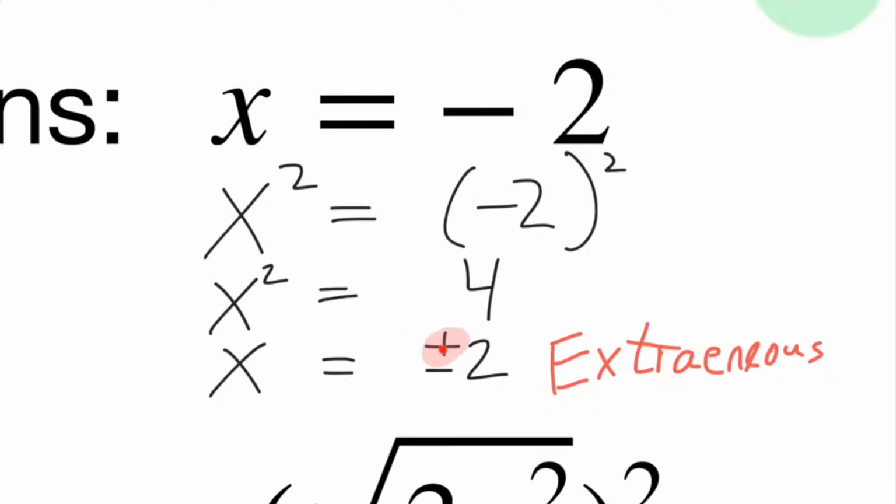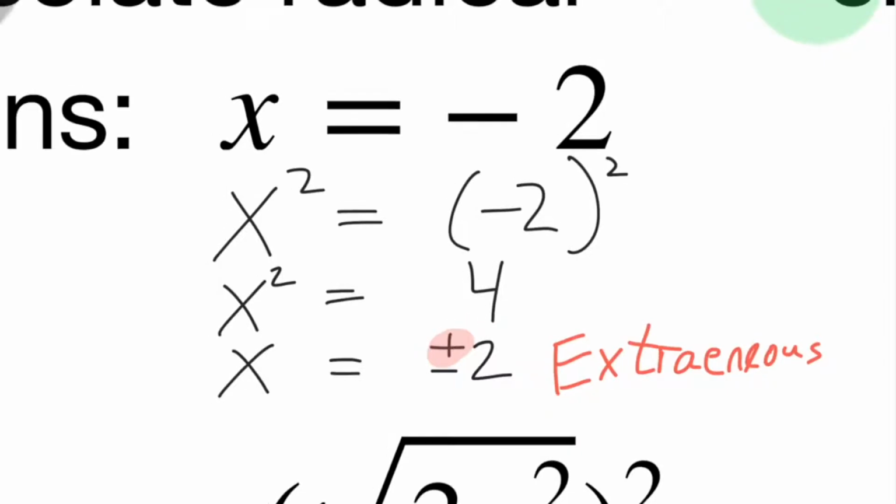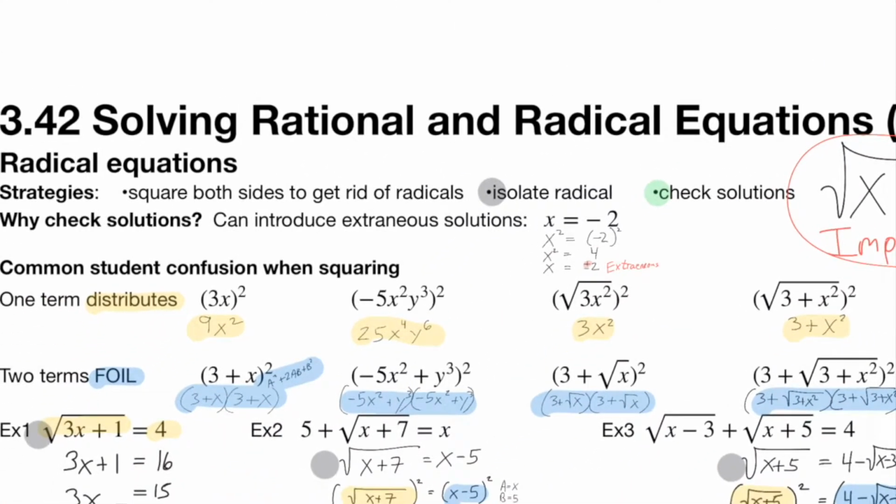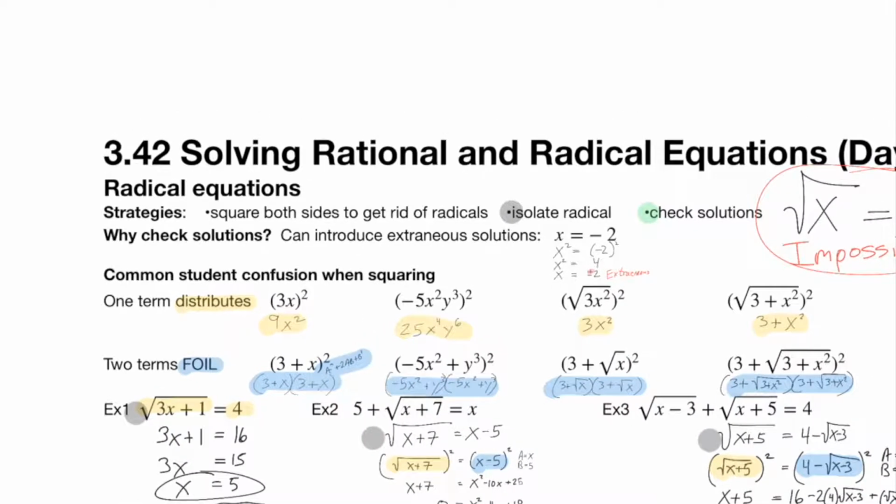But what we've done by squaring both sides is that we have introduced extraneous solutions. The positive 2 is an extraneous solution. It only ever started out as x equals negative 2. So when you square both sides, you introduce numbers that aren't necessarily solutions to the original, which is why we have to do all that checking. Okay, so those are the strategies.